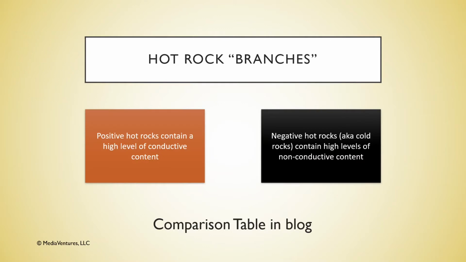There are sort of two branches to hot rocks, positive ones and negative ones. The positive hot rocks have a lot of conductive content, and the negative ones, which are also called cold rocks, contain high levels of non-conductive content.